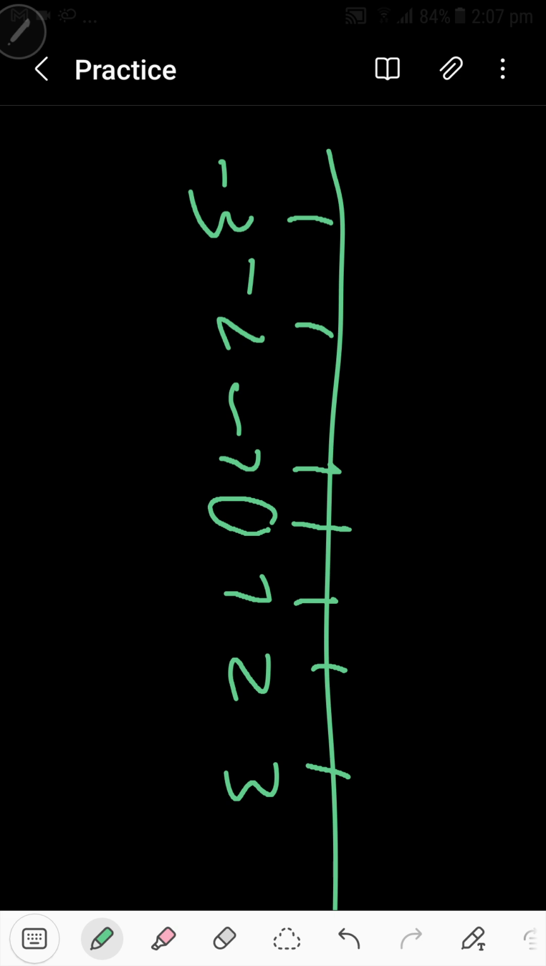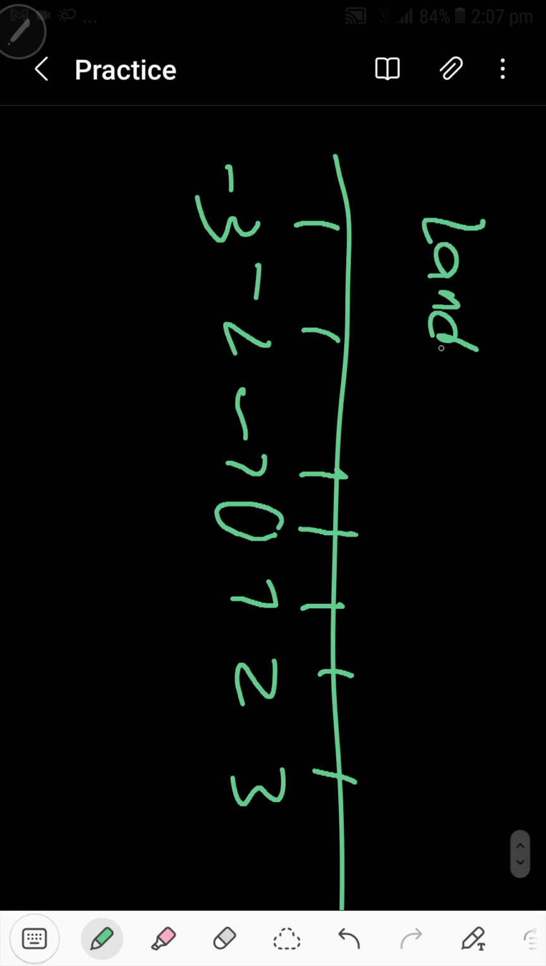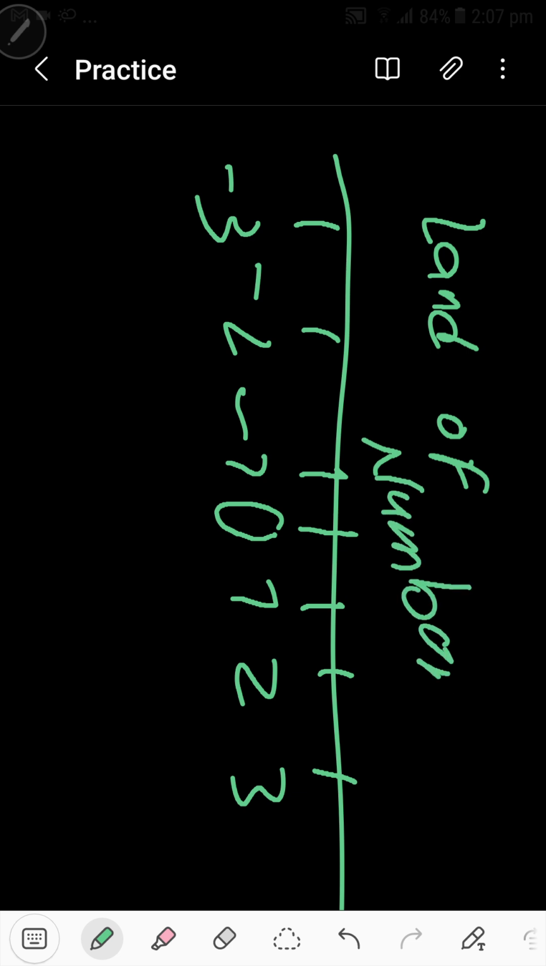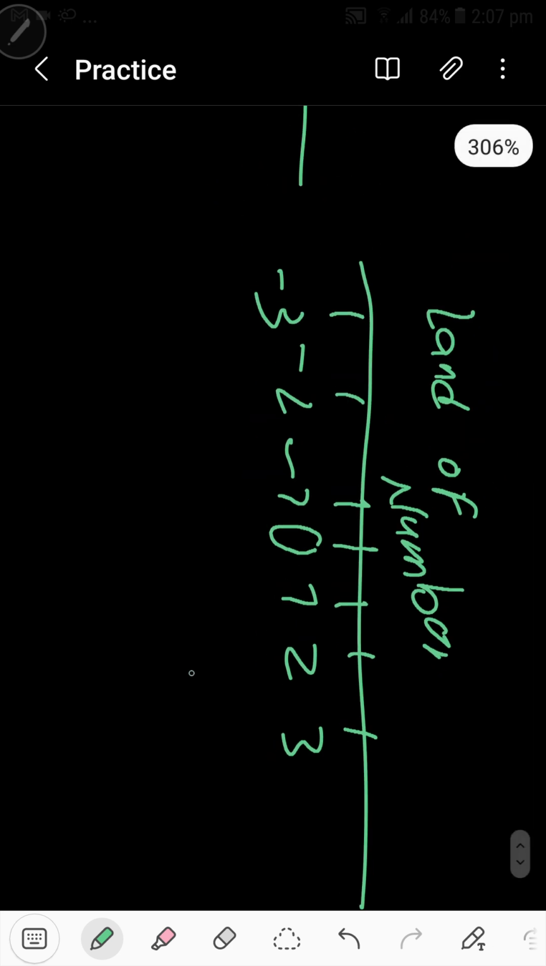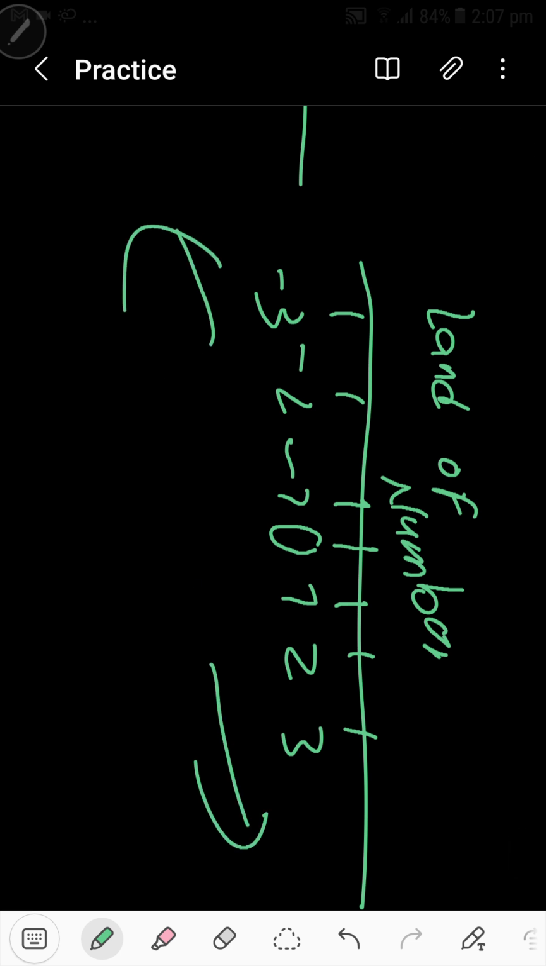This is what we call the land of numbers. In this land of numbers, we can see how numbers really increase. You must remember this is infinite, so it can go on forever. It can be 1 million or minus 1 million, and you can see it in this graph. It can be plus or minus.